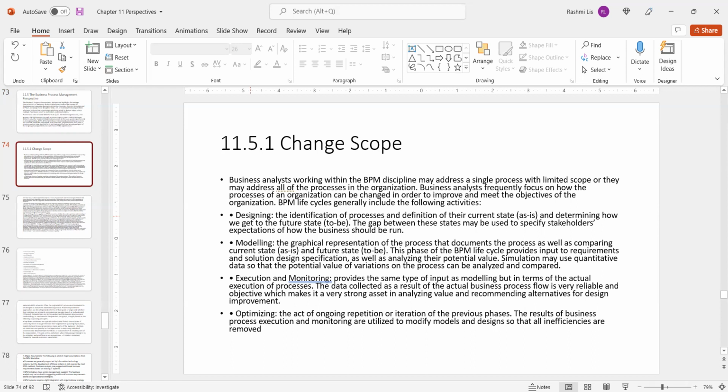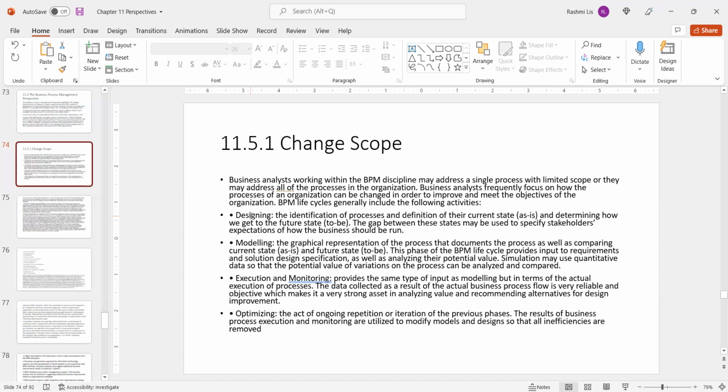Three is execution and monitoring. It provides the same type of input as modeling, but in terms of the actual execution of processes. The data collected as a result of the actual business process flow is very reliable and objective, which makes it a very strong asset in analyzing value and recommending alternatives to design improvement.